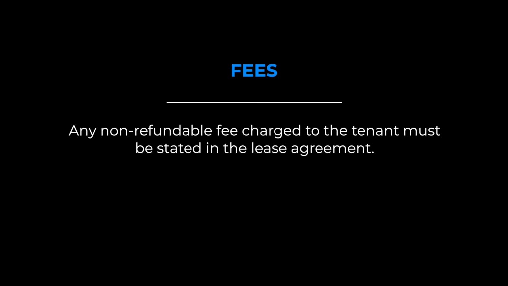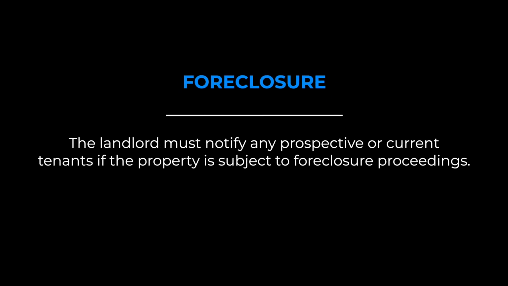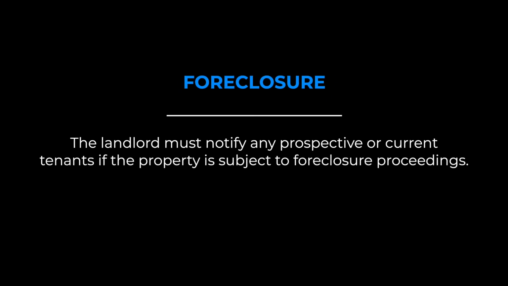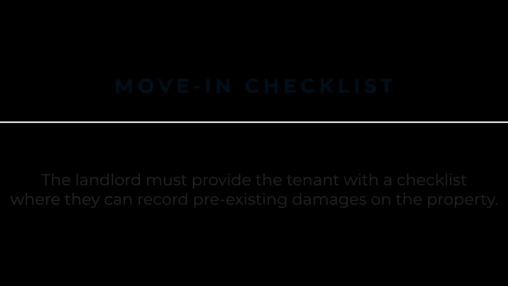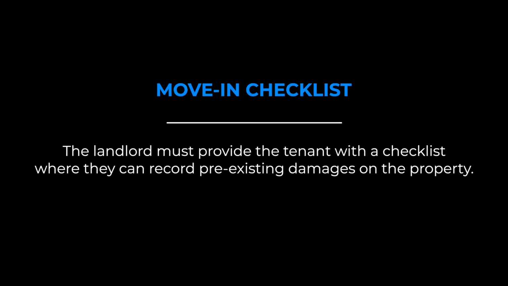In Nevada, there are a total of 6 disclosures that the landlord must provide to the tenant. Fees. Any non-refundable fee charged to the tenant must be stated in the lease agreement. Foreclosure. The landlord must notify any prospective or current tenants that the property is subject to foreclosure proceedings. Move-in checklist. The landlord must provide the tenant with a checklist where they can record pre-existing damages on the property.